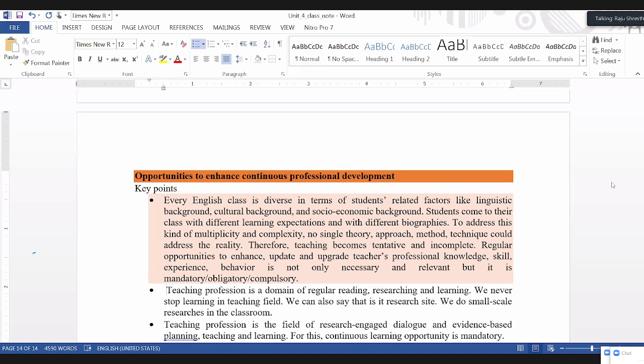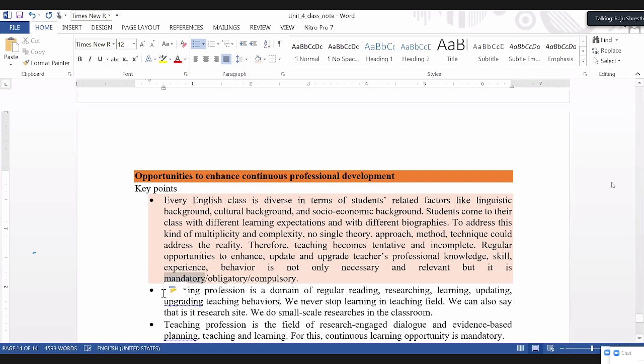Teaching profession is domain of regular reading, researching, updating, so teaching profession is what? Reading, researching, learning, updating, and अपडेट गर्दै जाने हो, upgrading, upgrade गर्दै जाने हो, teaching behavior that suits and fits to the real context. We never stop learning. कहिले पनि हाम्रो सिकाइ रोकिदैन.